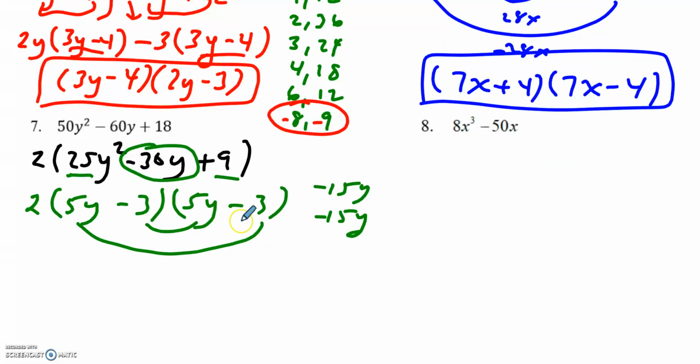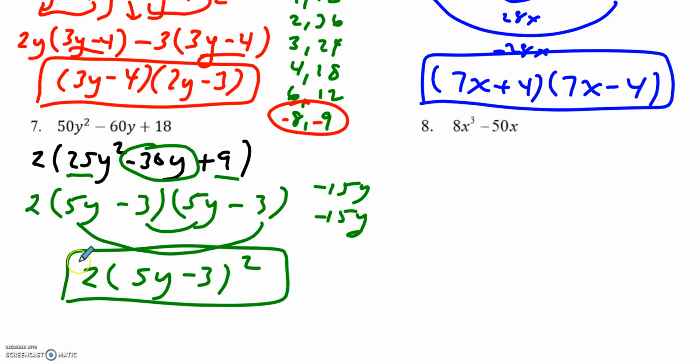If I wanted to write this answer more neatly, because this parenthesis repeats twice, we'd have 2 times 5y minus 3 all squared. And yes, you need the GCF in your answer.